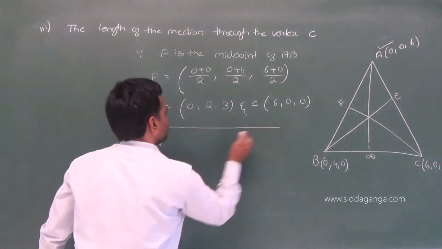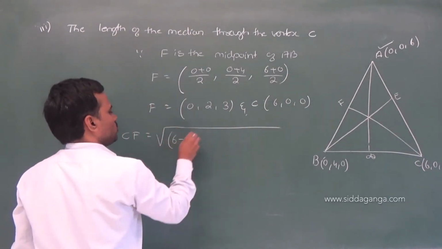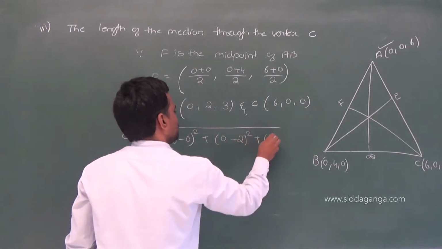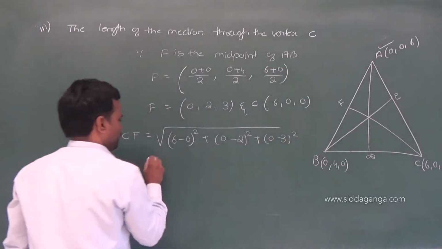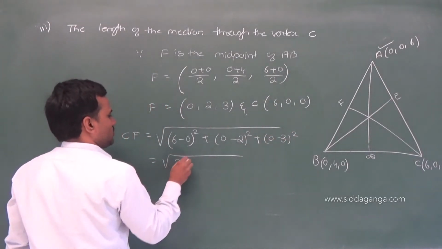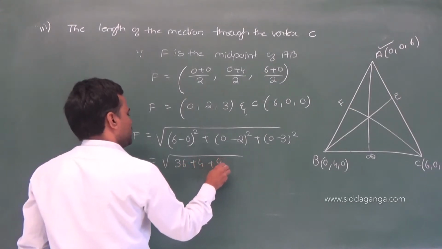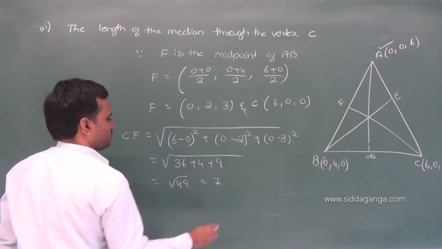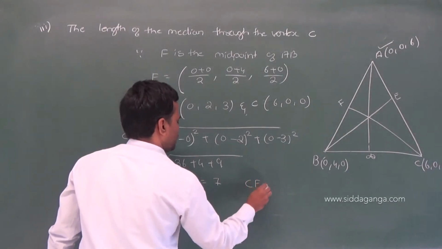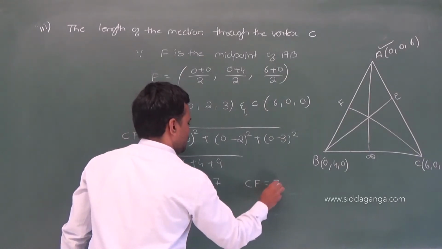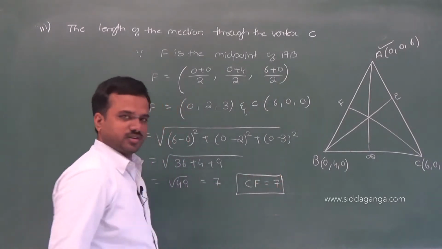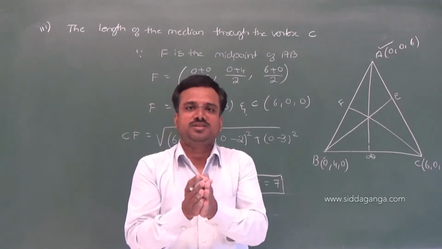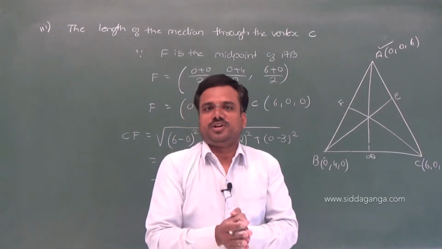CF is the square root of (6 minus 0) whole square plus (0 minus 2) whole square plus (0 minus 3) whole square. 6 square is 36, plus 4, plus 9. So it is 49, that is 7. The length of the median through the vertex C, CF, is 7. Understand? This is the method. So this completes this chapter, three-dimensional geometry. Thank you.